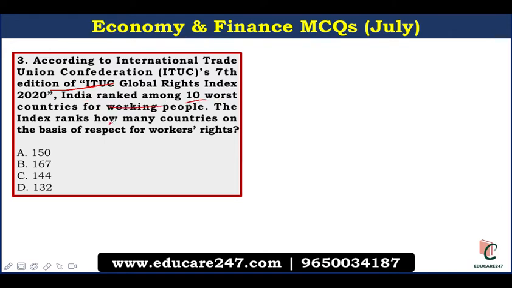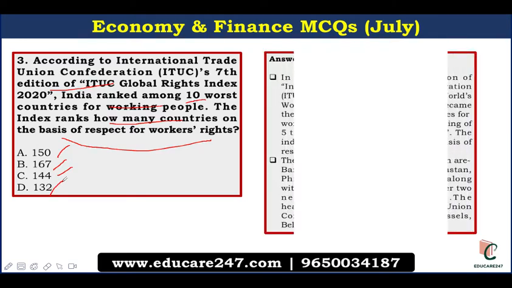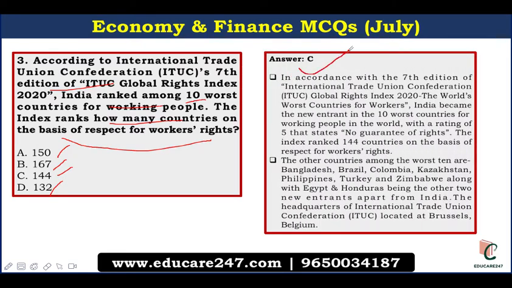The index ranks how many countries on the basis of respect for workers' rights? And the options are A, 150, B, 167, C, 144, or D, 132. So the correct answer here is C, that is 144.